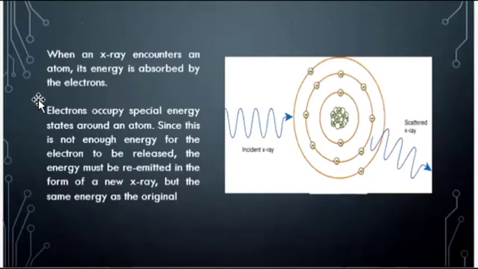When an X-ray encounters an atom, its energy is absorbed by the electrons. Electrons occupy special energy states around the atoms. Since this is not enough energy for the electron to be released, the energy must be re-emitted in the form of a new X-ray, but with the same energy as the original.